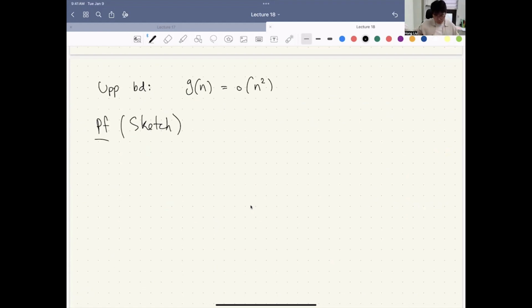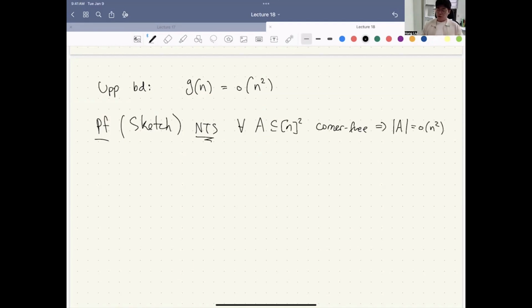Basically, you use the triangle removal lemma. So basically, what we need to show is that for every A which is corner free, A has subquadratic size. Okay, this is what we need to do.